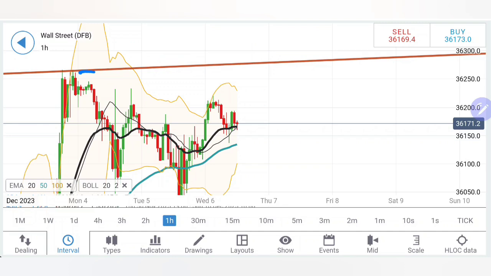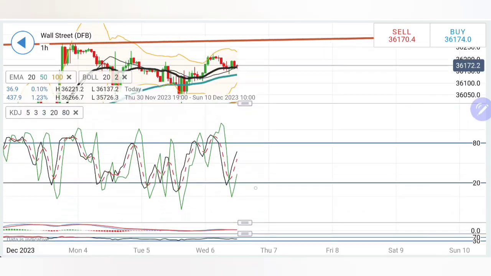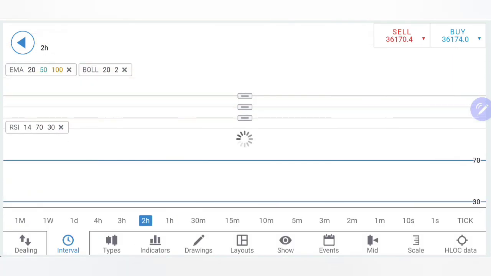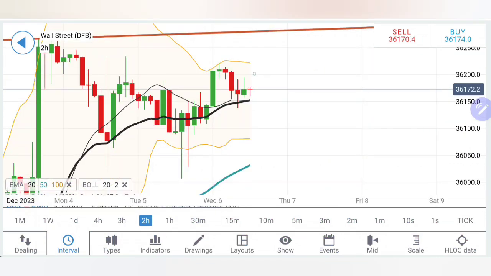Now remember this red line, watch out for this. This is going to be the ultimate resistance zone. If it stays above 36,300, nothing is going to stop US30 from moving towards 36,400 and 36,500 zone as well. Stochastic rising, MACD is almost flat, RSI is almost flat. Now look at the 2-hour chart.